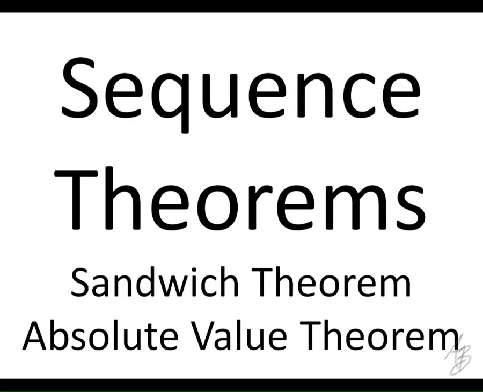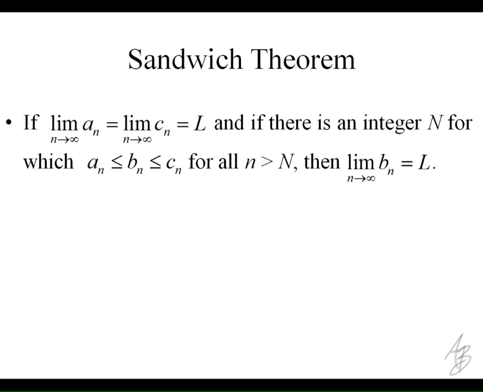The sandwich theorem that we saw earlier with functions also applies to sequences. So if we know that a sequence of numbers, in this case the in-between sequence, b sub n, is always between a sub n and c sub n, and we know that the limit of a sub n and c sub n are equal to the same thing, then we know that also b sub n has that same limit. That's the sandwich theorem.